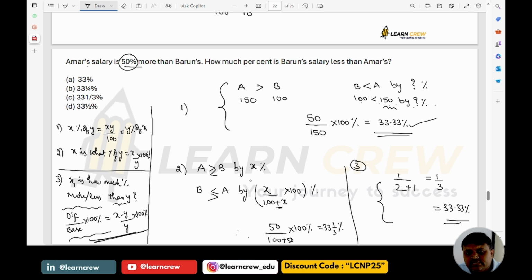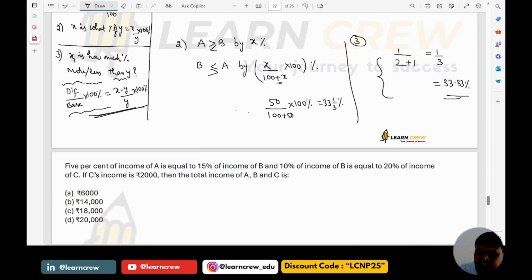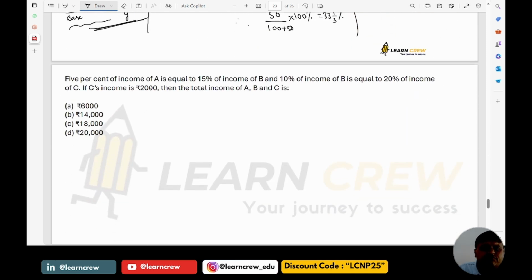So first procedure, second procedure, third procedure. All procedures you need to understand, and you can apply whatever you want. Okay, next. 5% of income of A is equal to 15 percentage of income of B. And 10 percentage of income of B is equal to 20 percentage of income of C. If income of C is 2000 rupees, then the total income of A, B, C is how much?